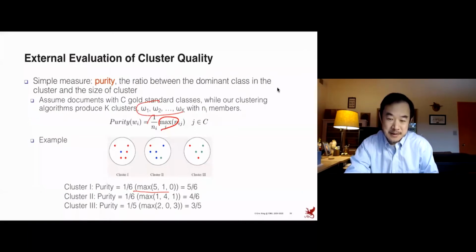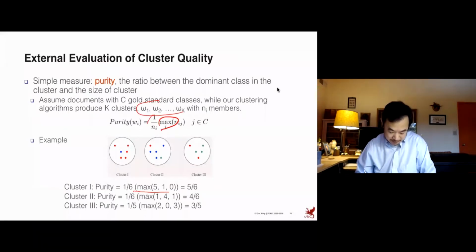Is N, I mean, what is N though? N is the number of members. Yeah, the number of membership. Okay, so it's the number. Is Nij the number of common members in the ground truth cluster and the predicted cluster?